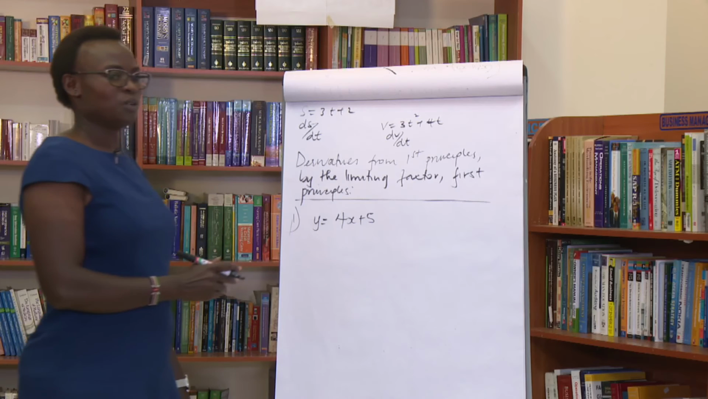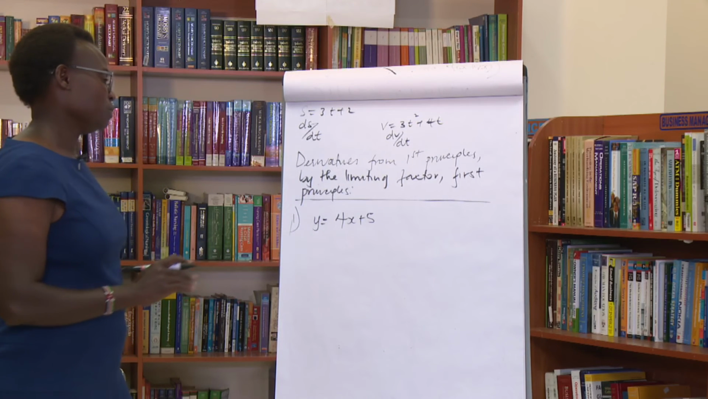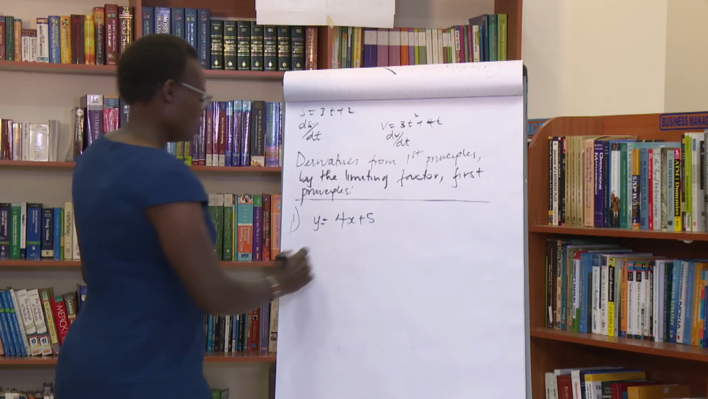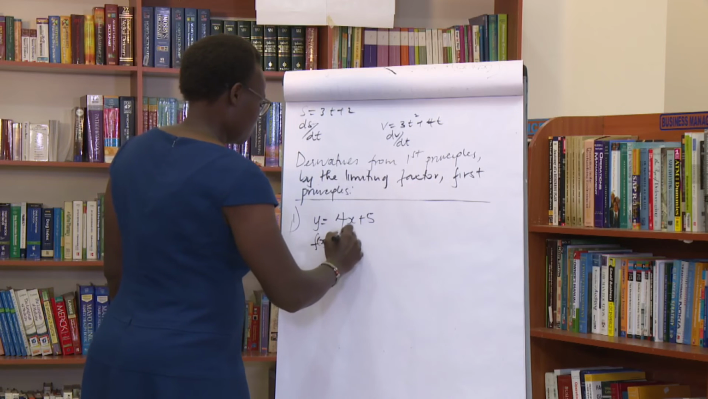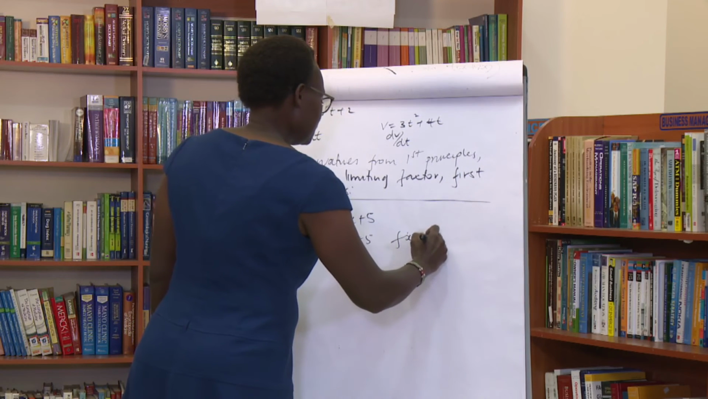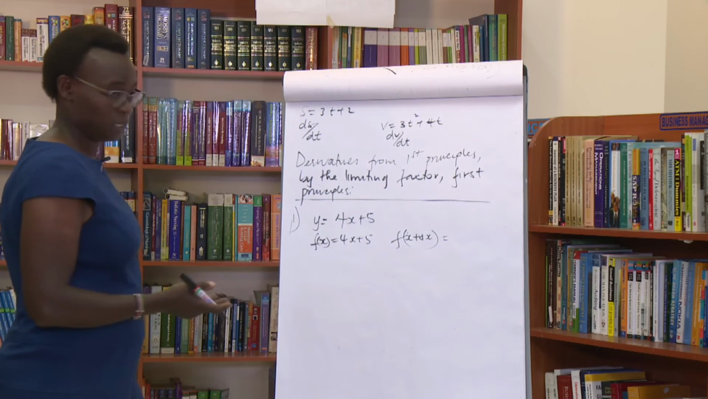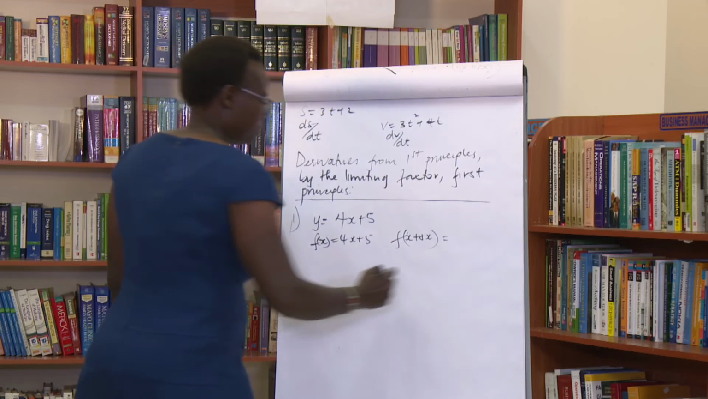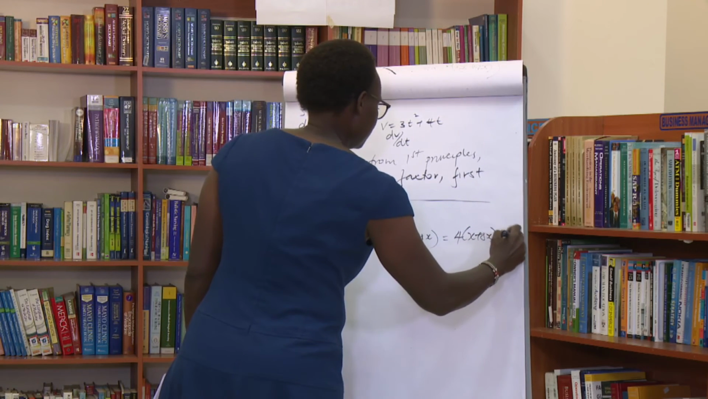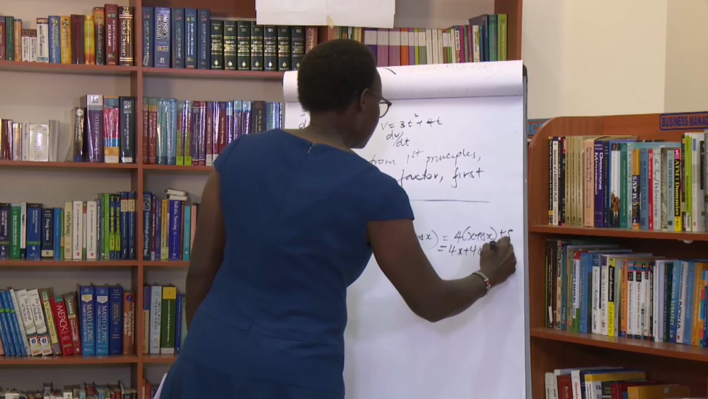So from the definition, we see that we need to have f of x plus change in x and f of x, and then we simply insert in that definition and work with it. So our f of x here is, of course, 4x plus 5. Our f of x plus change in x is going to be, while we have x, we insert x plus change in x. So we'll have 4 into x plus change in x plus 5. So this will give us 4x plus 4 change in x plus 5.